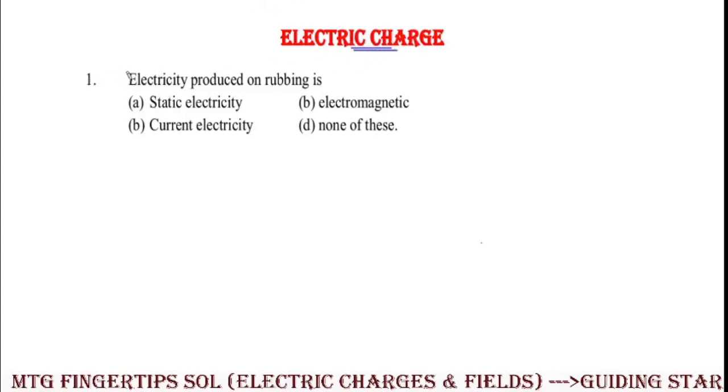The first question is: electricity produced on rubbing. The first option is static electricity, the second is electromagnetic, the third is current electricity, and the fourth is none of these. So here it will be static electricity.